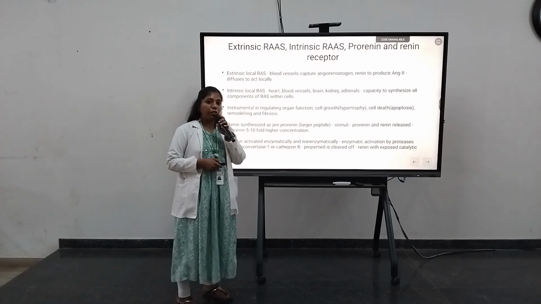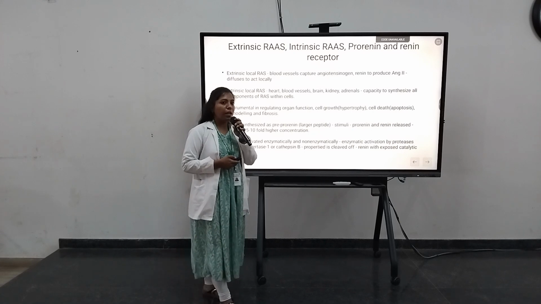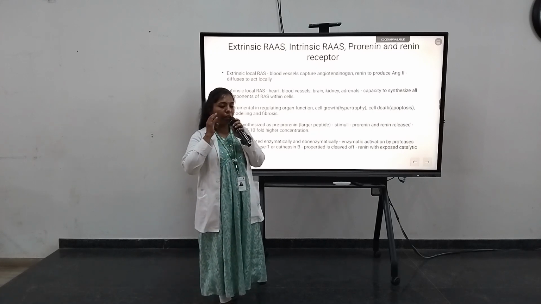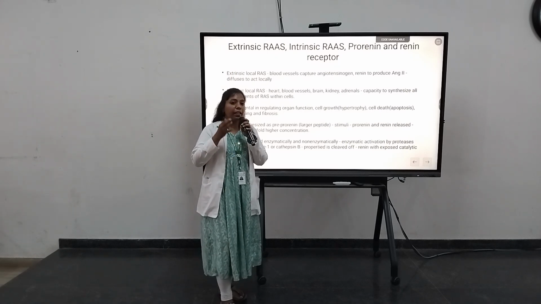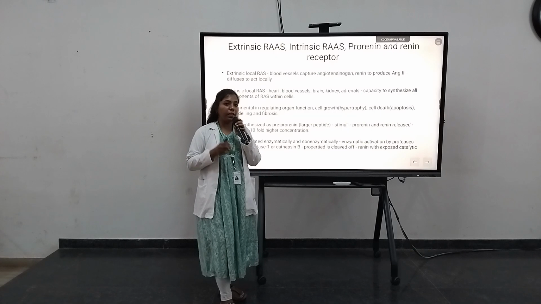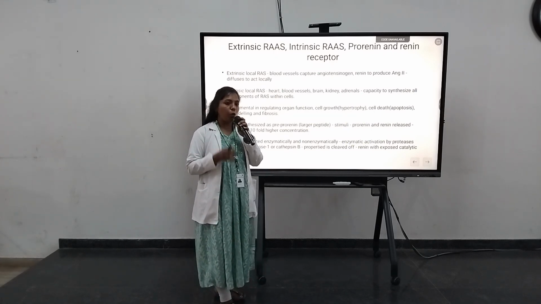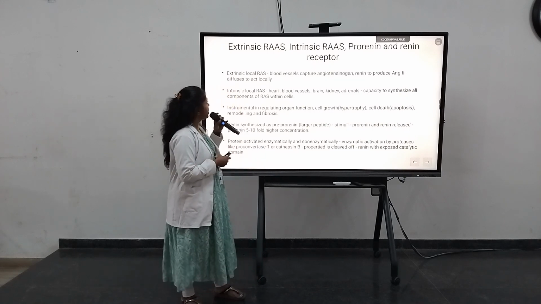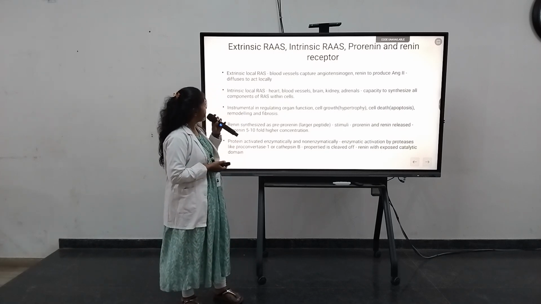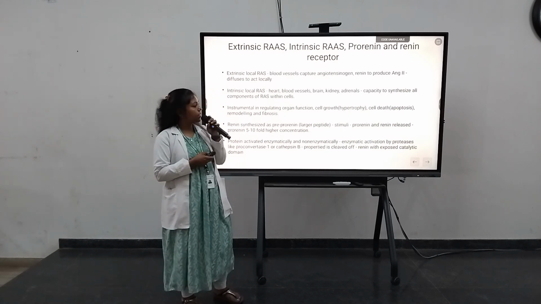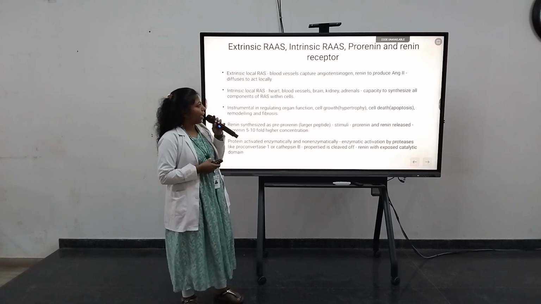To understand this, you have to know that the renin-angiotensin system is not only dependent on kidney and liver and other things. There are tissues which can produce angiotensin 2 locally and bring about its effect locally also. That's why we have an extrinsic and an intrinsic local renin-angiotensin system. The intrinsic local RAS is present in the heart, blood vessels, brain, kidney, and adrenals.